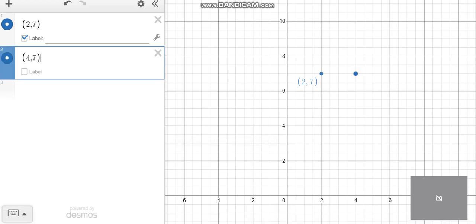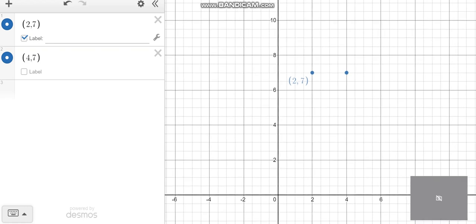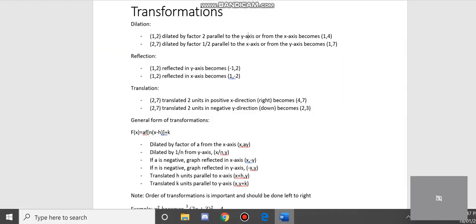So the x direction is taken as positive to the right, negative to the left, and in the same way, positive y is up and negative y is down. But I'm assuming you understand that, in which case you probably don't need to go through that.